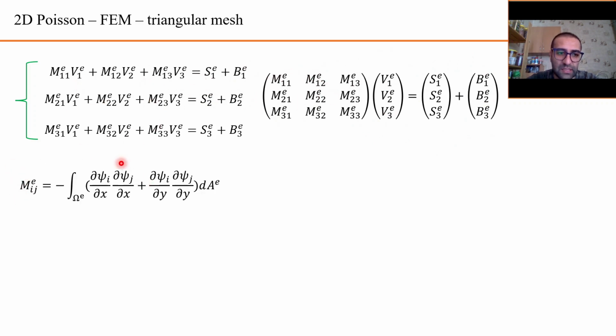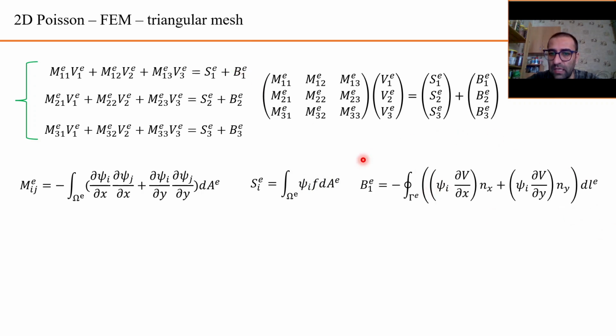element of this matrix is the integration over the area of the element of the derivative of psi i with respect to x times the derivative of psi j with respect to x, plus the derivative of psi i with respect to y times the derivative of psi j with respect to y, and this is the element of the area. And the s vector is defined as the integration over the area of the elements of the shape function times the right hand side function, and this is the same boundary integral that we found using the Green theorem.